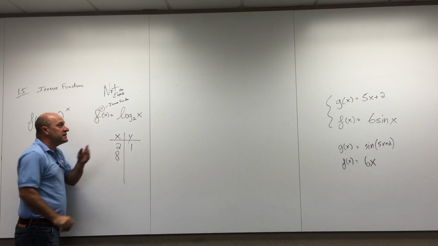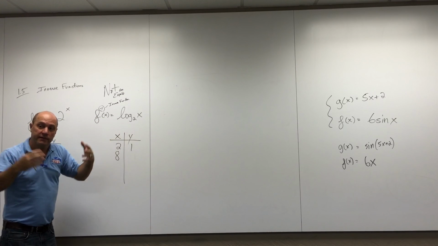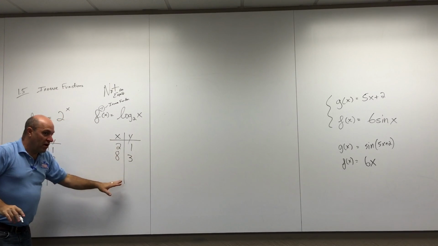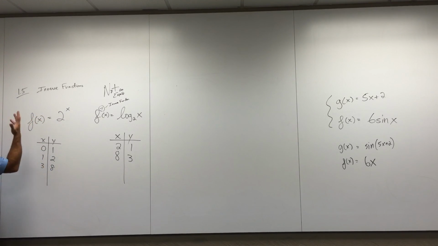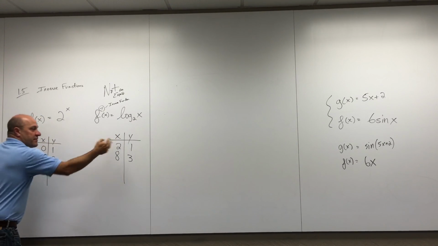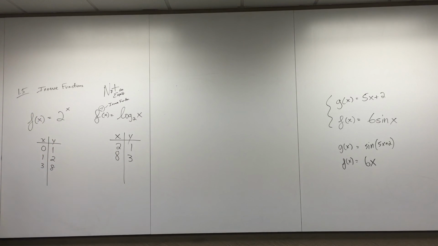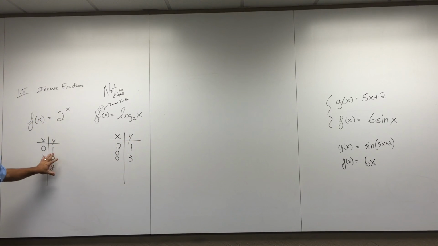If I plug in an 8, then I'm looking for the exponent you put on 2 in order to get 8. 3. I could go on and on, but I don't really want to. My point is, notice something. If this is a function and this is its inverse, the x's and y's of the function are switched. The y's become the x's and the x's become the y's. That's true. The inputs and outputs are switched. The domain of one is the range of the other, and the domains and ranges are switched.